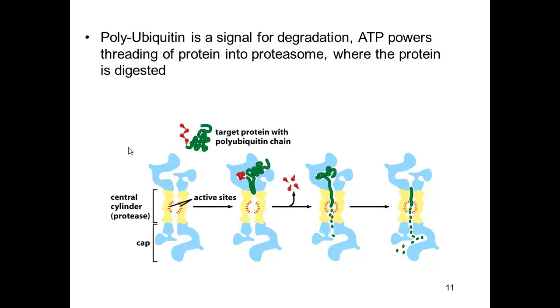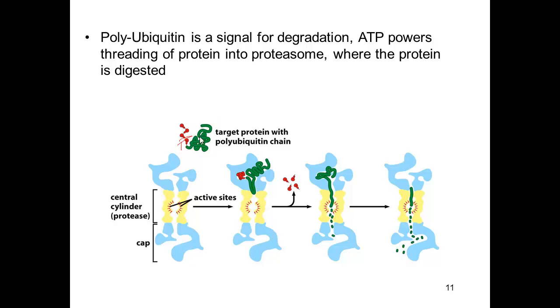Ubiquitin is a small protein sequence that gets covalently attached to an existing protein. Now, a single ubiquitin, one of these red subunits, can be a signaling indication. There's a lot of functions for a single ubiquitin on a protein. However, if there are multiple ubiquitin units on a protein, this protein is marked for destruction.